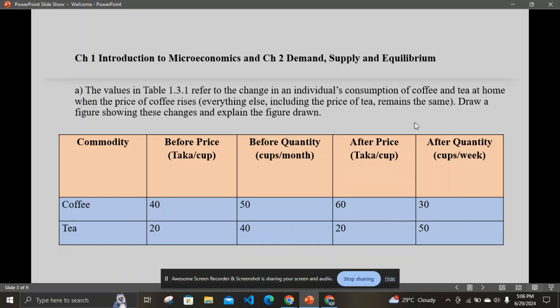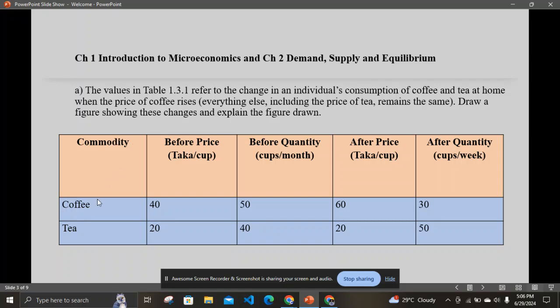The problem set says the values in Table 131, that is this table under the problem set, refer to the change in an individual's consumption of coffee and tea at home when the price of coffee rises, everything else, including the price of tea, remaining the same. Draw a figure showing these changes and explain the figure drawn. So let's understand the diagram first.